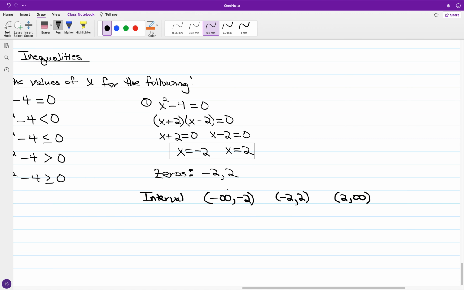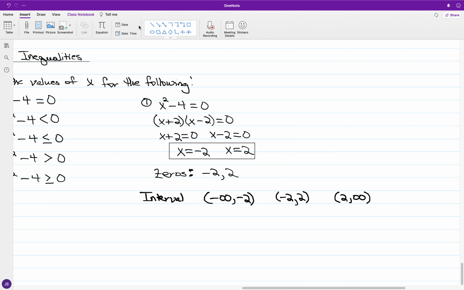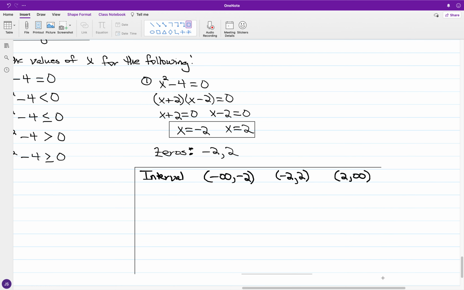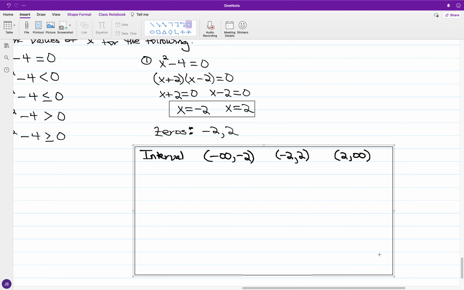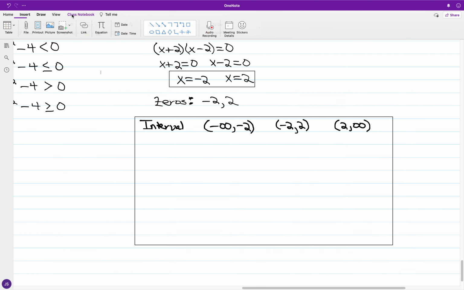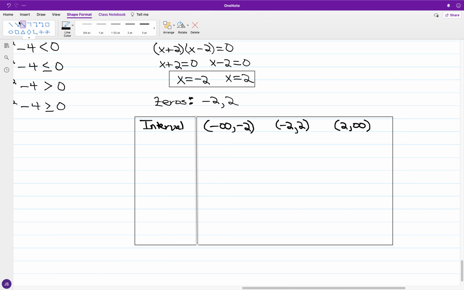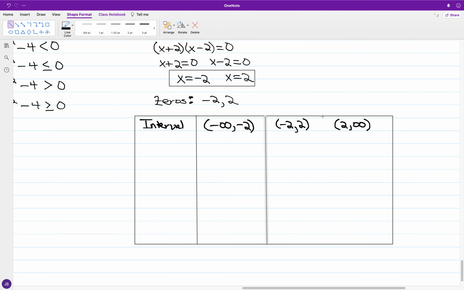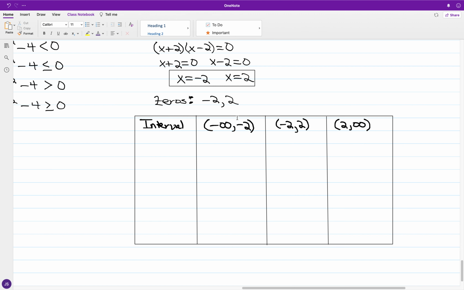So we're going to set up intervals going from negative to positive infinity. And again, you have a rank order of the zeros we have, and just be exclusive of these for now. So just separating, we have divided up the interval sections.